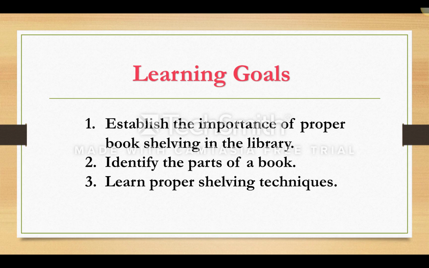Well, here are a few of our goals for today. We want to establish the importance of proper book shelving in the library. We're also going to identify the parts of a book, including the spine label, the call number, title, barcode. And we also want to train you, the library pages, to learn proper shelving techniques, including placement on the shelf, right-of-ways within the stacks, and the Dewey Decimal System.